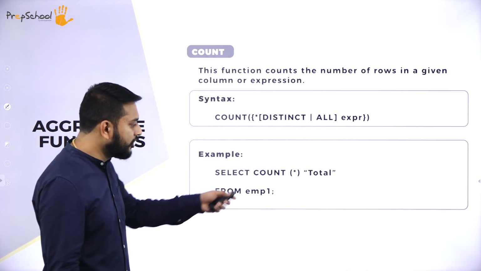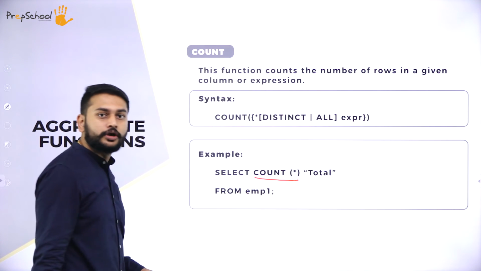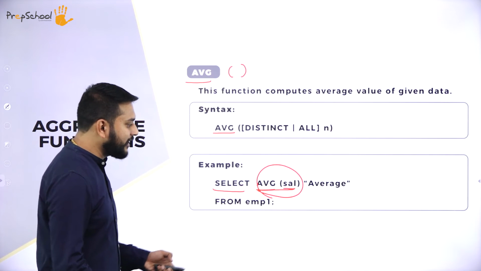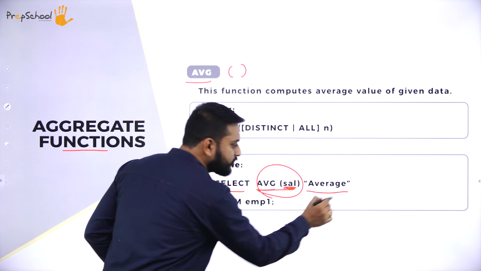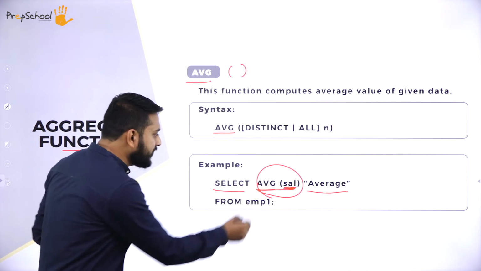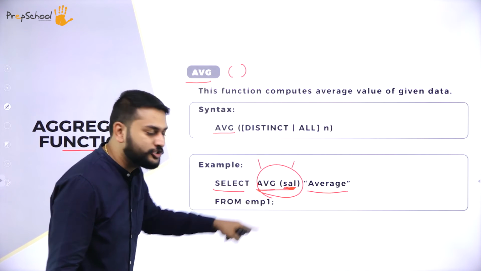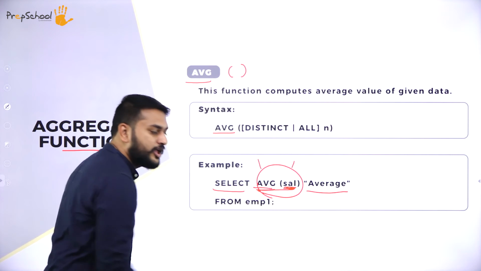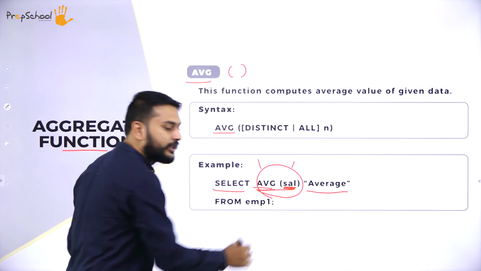Let's take a look. Please observe here. In the previous example, I have given the column name as sal, and I'm just renaming this result column as average. Please remember only this. The name of the function is AVG, and for this function I'm passing sal, the entire column.